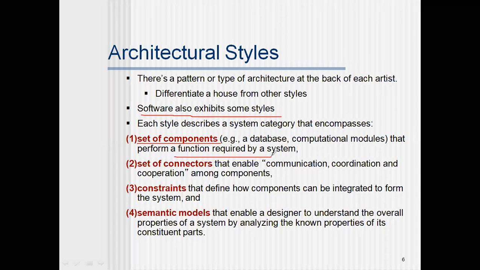Each style describes a system category, and the first one is a set of required components that perform a function required by a system. So the individual components are used to perform an individual function which supports a system. And next one, a set of connectors. Connectors are used to establish connections between the different components for communication and coordination of the things we are working with.